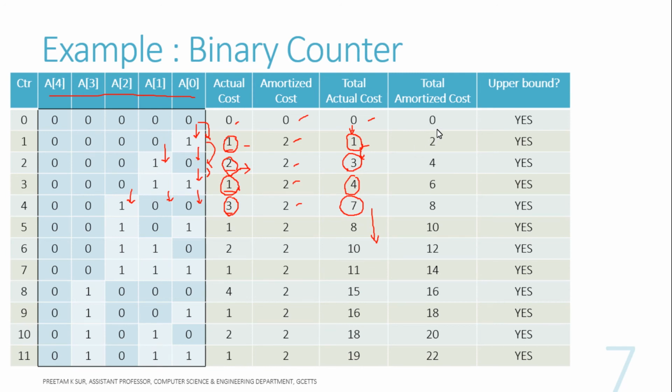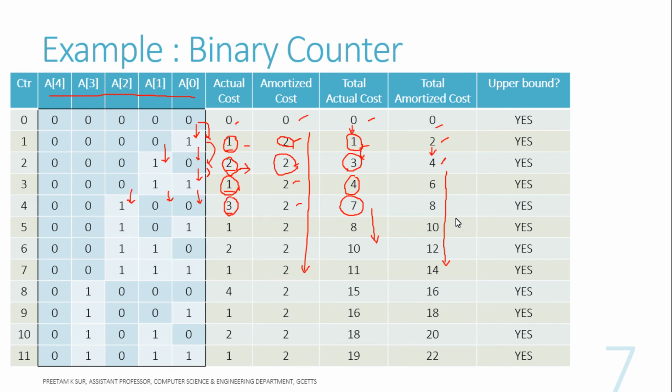Similarly, we can find the total amortized cost in the same way. Initially it is 0. Next, the amortized cost of 2 will be added to that 0 to make the total amortized cost 2. In the next step, again the amortized cost of 2 is added to this 2, making 4. So you can understand that it is incremented by 2 in each step, because the amortized cost for the increment operation is 2, right? So the total amortized cost after each increment call increases by 2, from 0 to 2 to 4, then 6, then 8, then 10, like that.